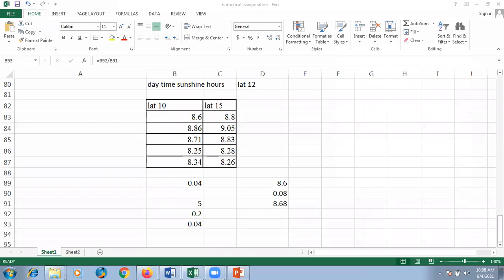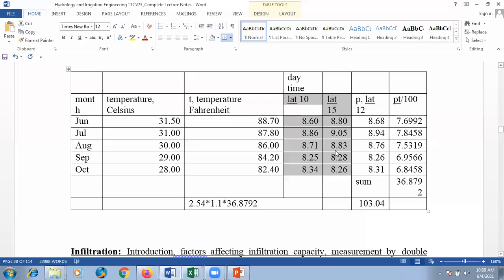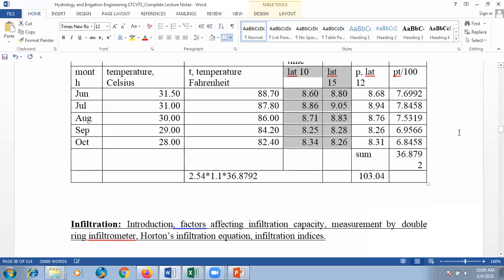Not 0.4, but 0.04. Okay, good. So that is the only change here. If you look into that, that is the only change. Rest of the thing will remain the same. The same values will be applicable. You will calculate the same value.